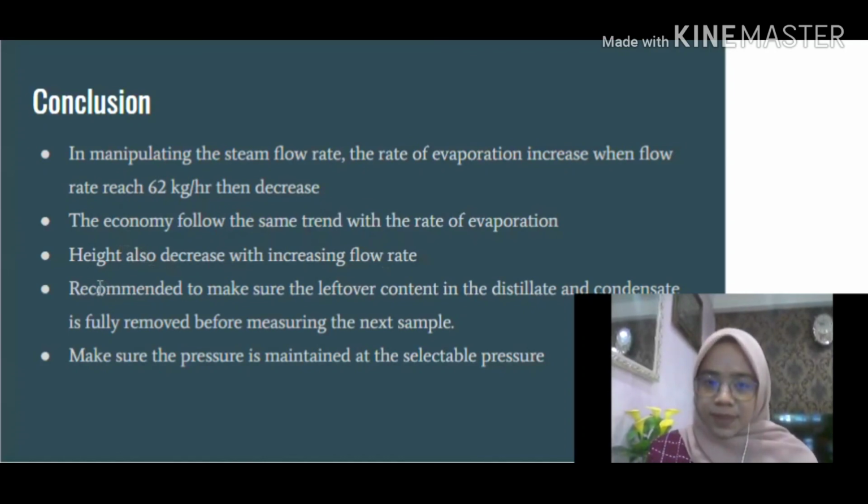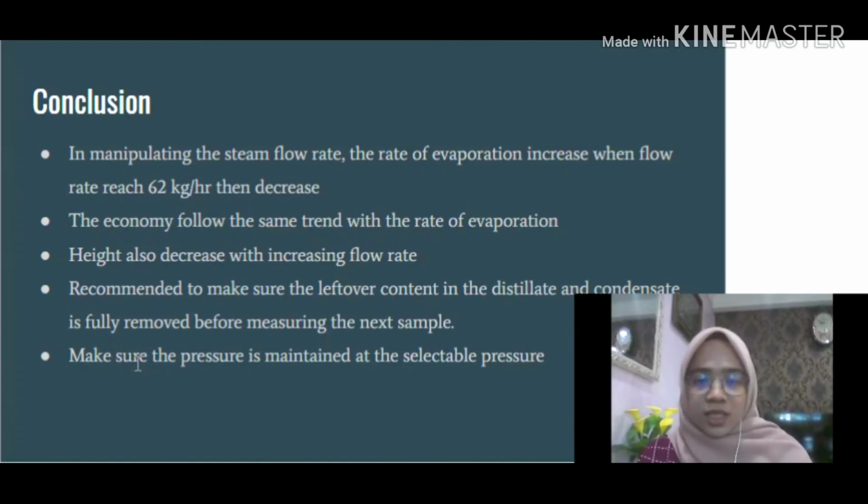For this experiment, it is recommended that we make sure the leftover content in the distillate and condensate is fully removed before we measure the next sample. We also need to make sure that the pressure that we select, which is 0.2 bar, 0.44 bar, and 0.66 bar, is maintained at the selected pressure.